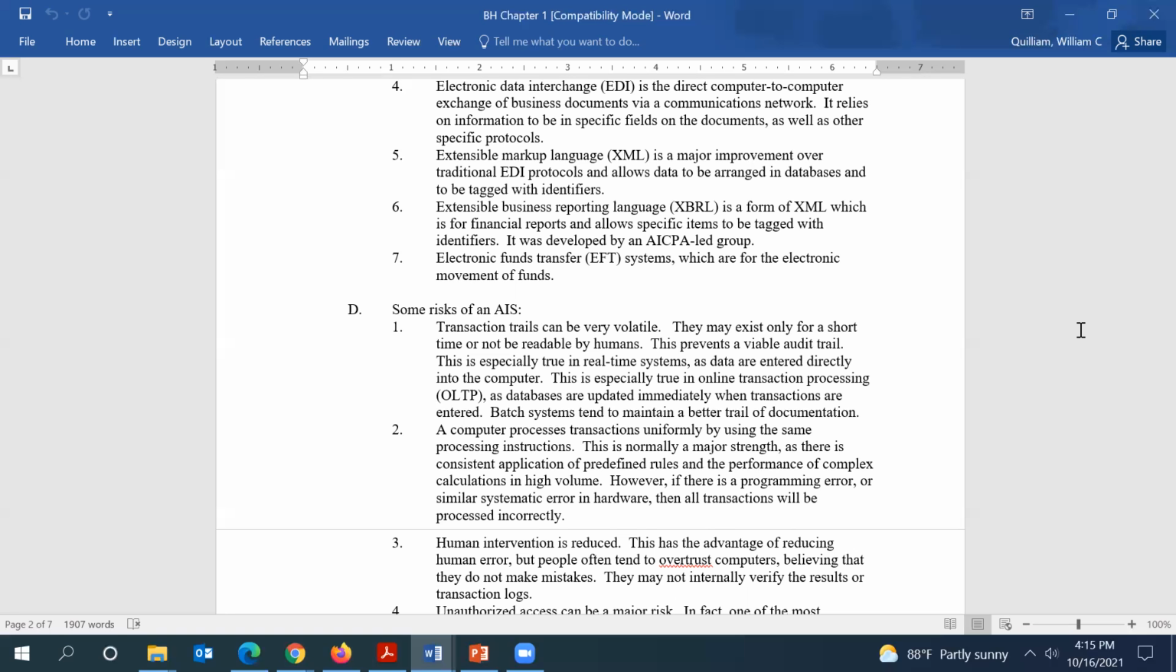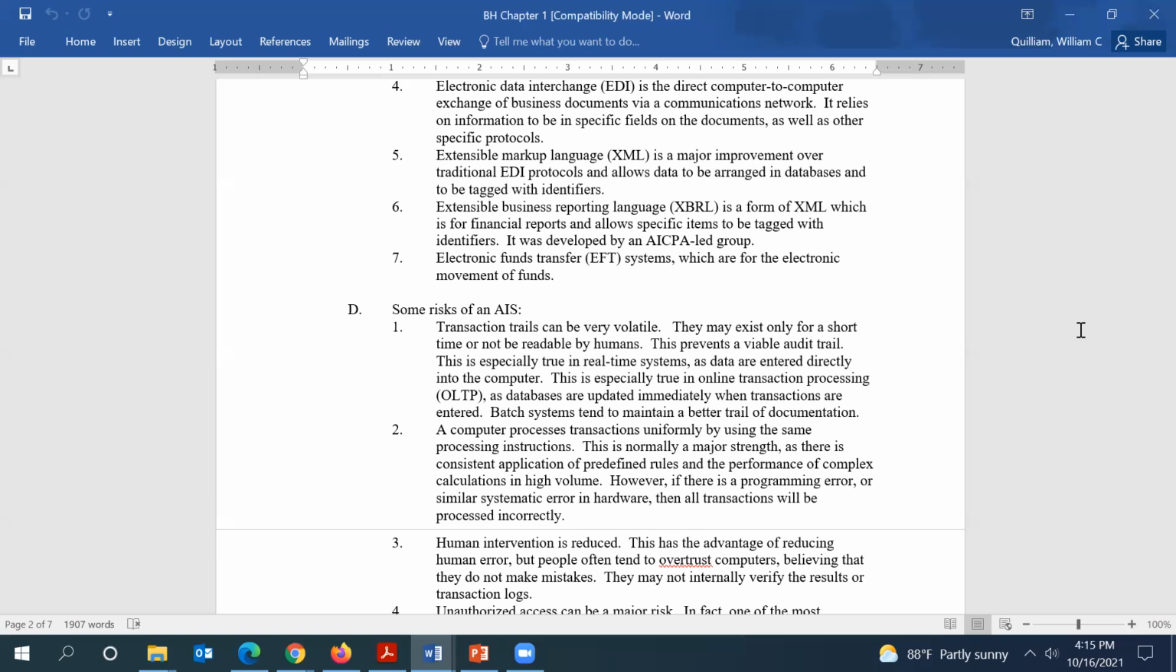So in real-time systems, data are entered directly on the computer. And that's especially true in online transaction processing. That is super fast real time because databases are updated immediately when transactions are entered. Just like if we buy a unit, well, the number of units in stock is updated right then and there. But batch systems tend to maintain a better trail of documentation. So with real-time systems, it's a problem to make sure that we document transaction trails. Otherwise, we have no audit trail.